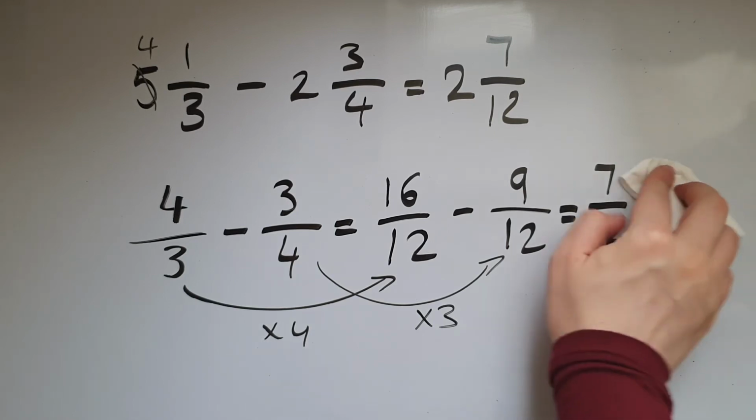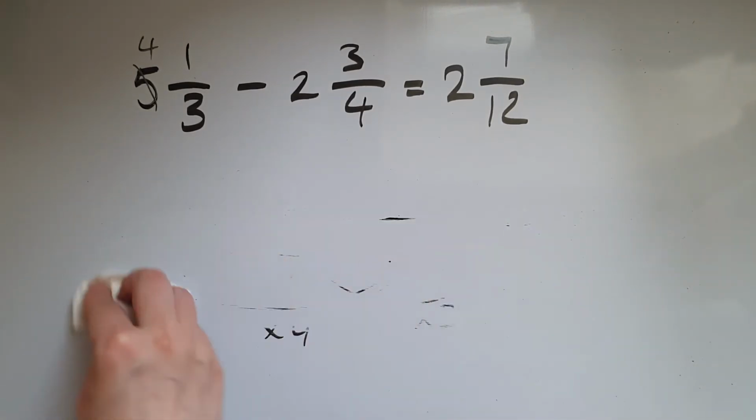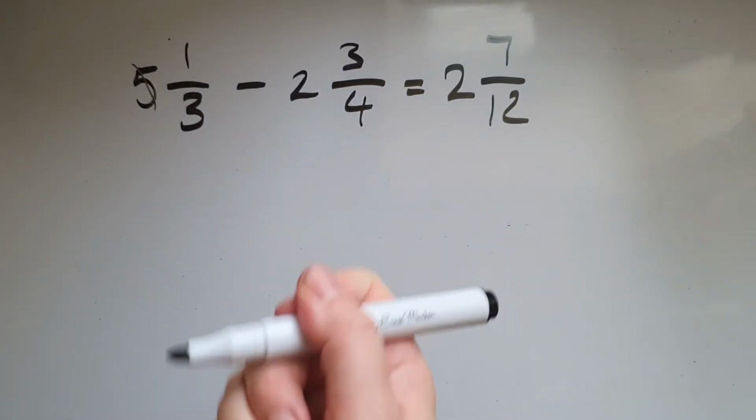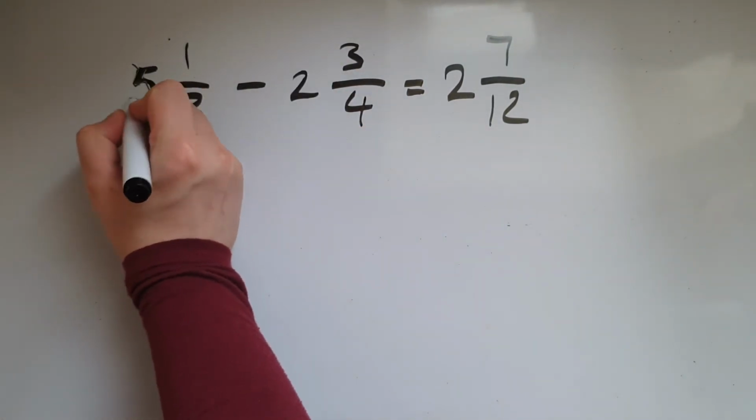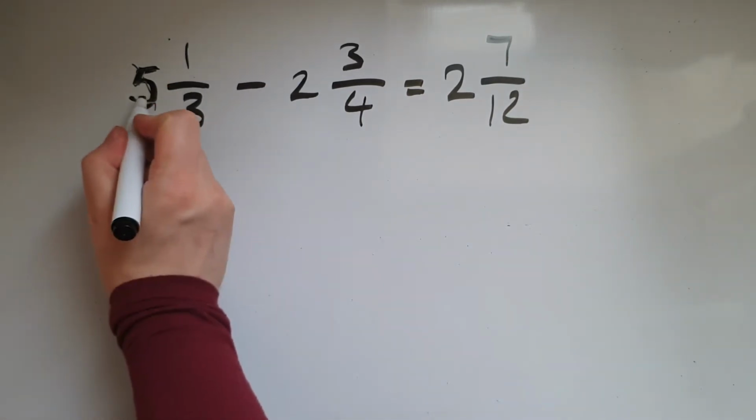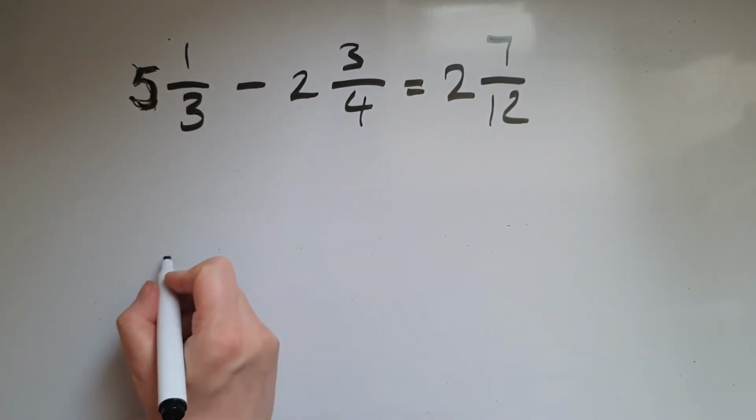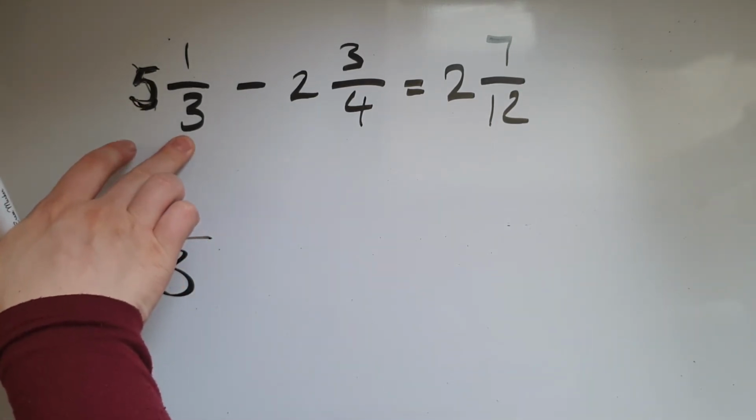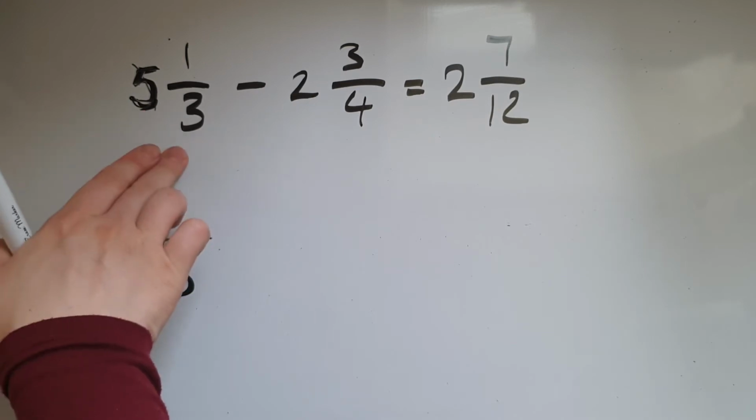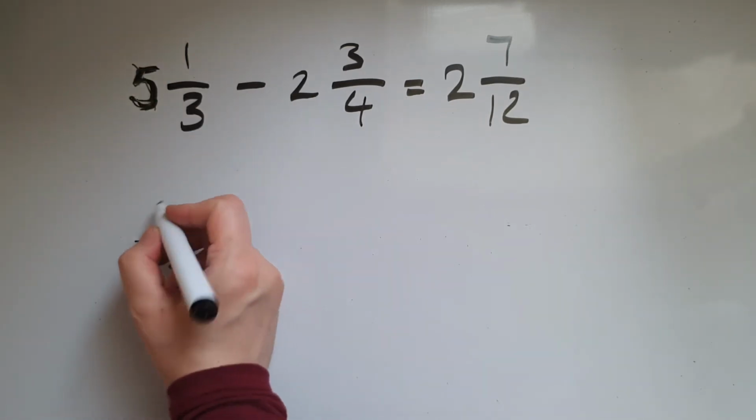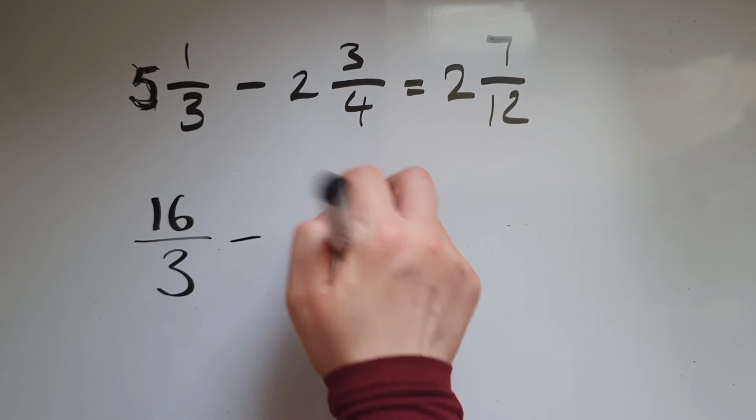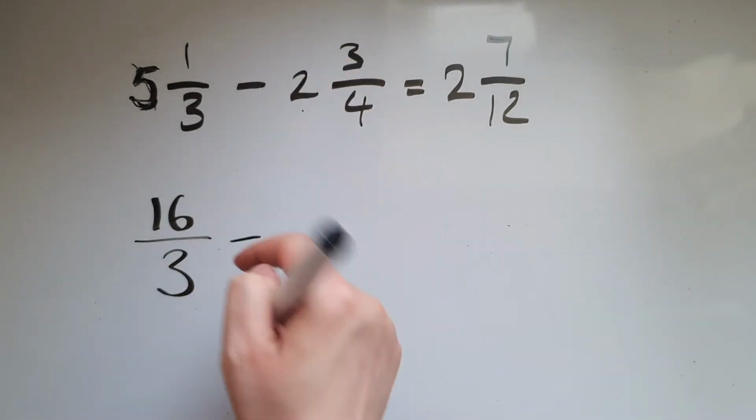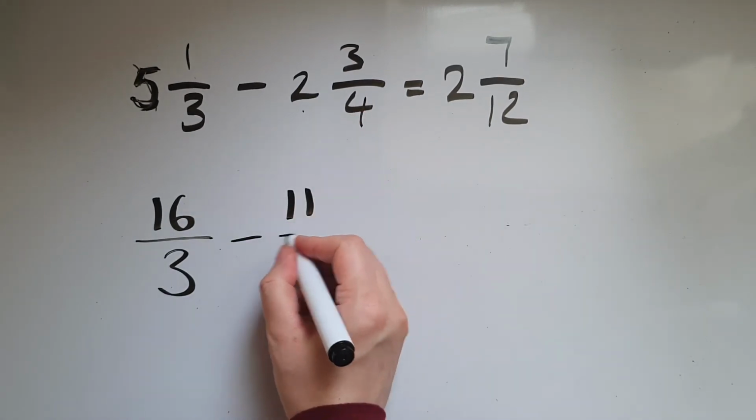Another way you could have done this is to convert the mixed numbers into fractions before you begin with the calculations. So we've got 5 1/3, and we're going to convert that into a fraction. 5 whole cakes of 3 slices in each cake, that makes 15 slices, and the one, that is 16. 2 whole cakes of 4 slices each, that is 8 slices, and the 3, that is 11. So 11 quarters.